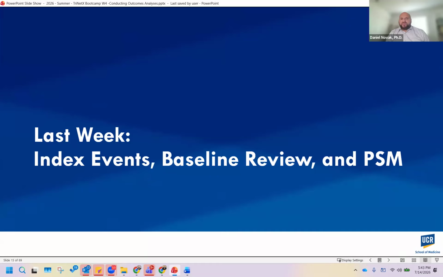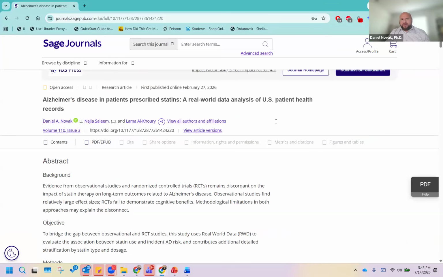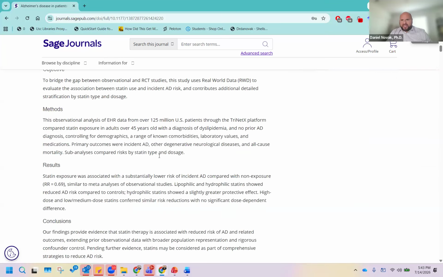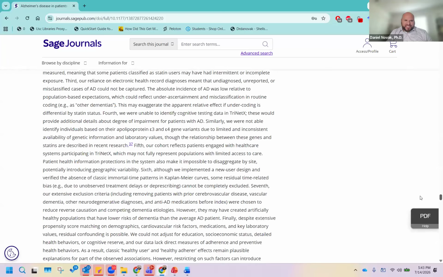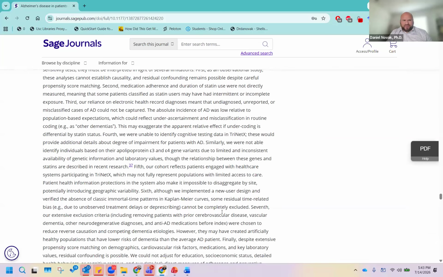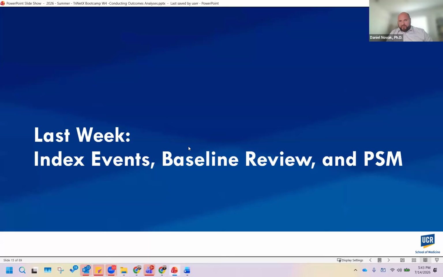So those are some of the things that we looked at. I used to talk more about this study prospectively, but now it actually exists. It's out there. You can go read it. If you read it, we want it to be comprehensive in our understanding of the limitations of this. I think we have like 9 limitations, right? Our cohorts reflect patients engaged with healthcare systems connected to TriNetX, although we implemented a new user strategy and verified the absence of immortal time patterns, and so on. We really tried to think about all the limitations that we had in our study. And I encourage you to do the same as you're developing your analyses.